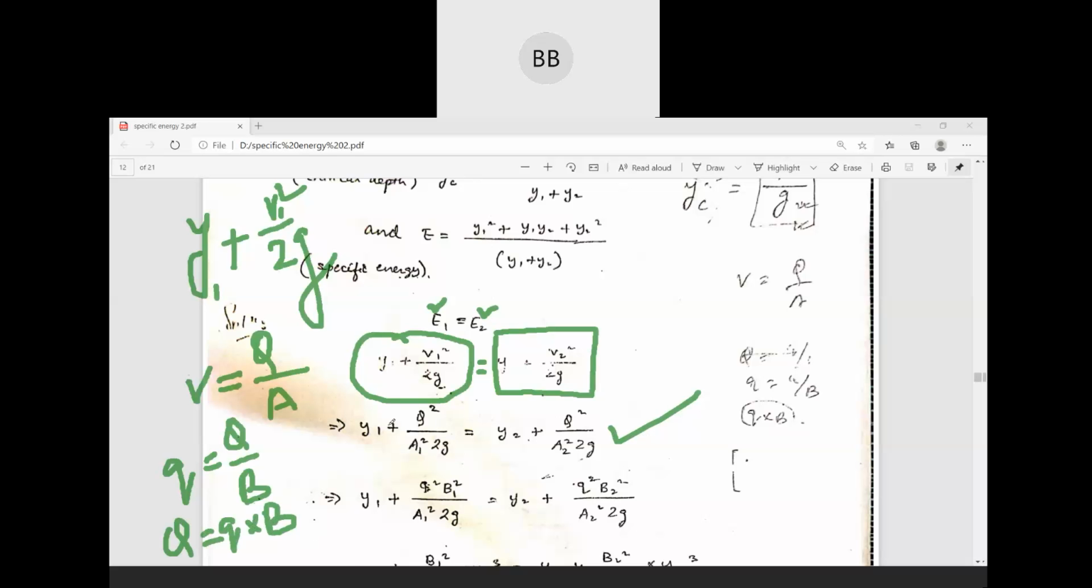After this equation, we are replacing this Q value by small q multiplied by the width of the channel. So that is why Q square is there, and so it is small q square B1 square, and here also small q square B2 square. Other terms will remain the same. So you write down till here.